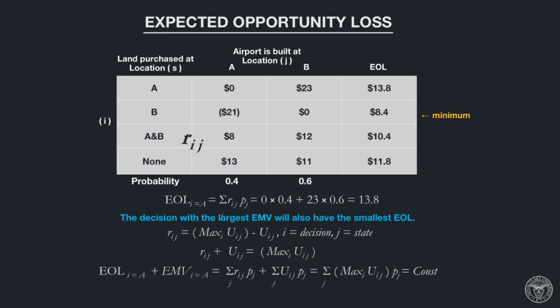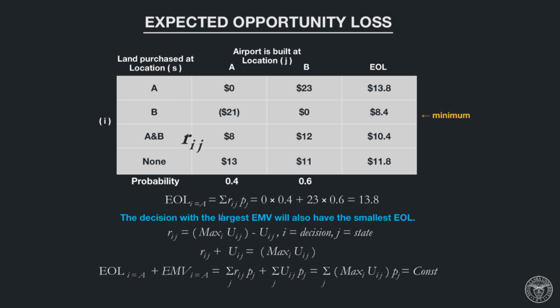We do the computation for the rest of the decisions. So we have expected opportunity loss 8.4 for decision B, 10.4 for decision A and B, and 11.8 for decision none. Different from the expected monetary value, we are going to find the minimum value among these four EOL values. So obviously, 8.4 is the minimum expected regret.